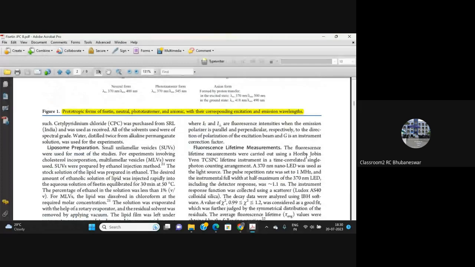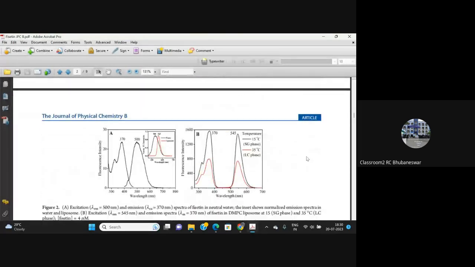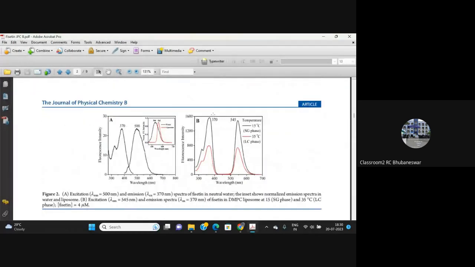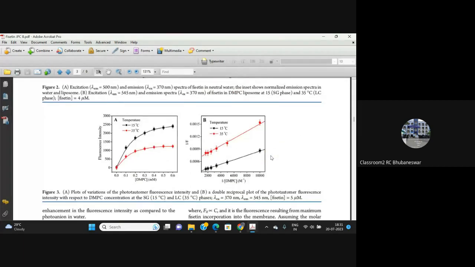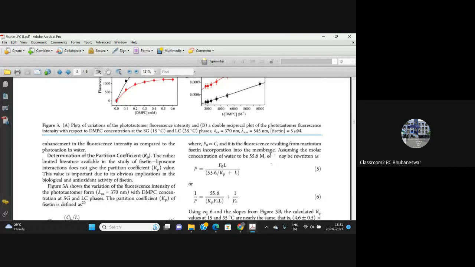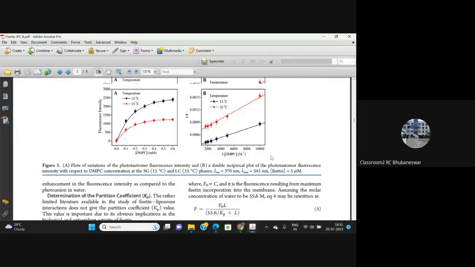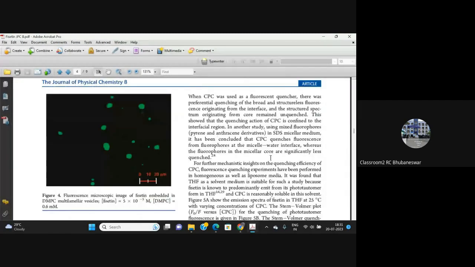I was telling you about the quenching part. See, the temperature effect: at lower temperature the intensity is more, and if you increase the temperature, the intensity goes down. The temperature effect is there for certain molecules. All molecules will not be pH sensitive also. Then, about the quenching part I was telling you, see the microscopic image.